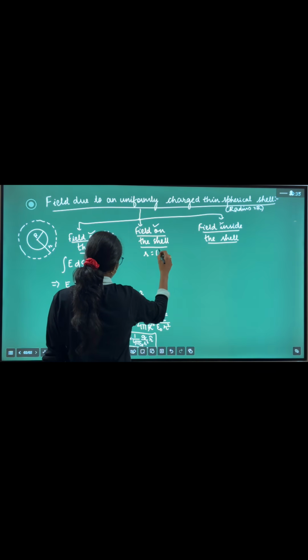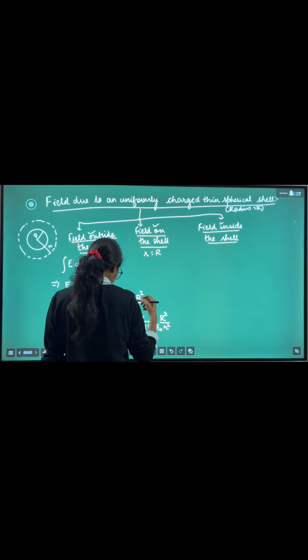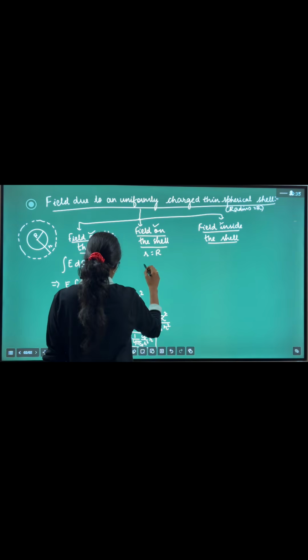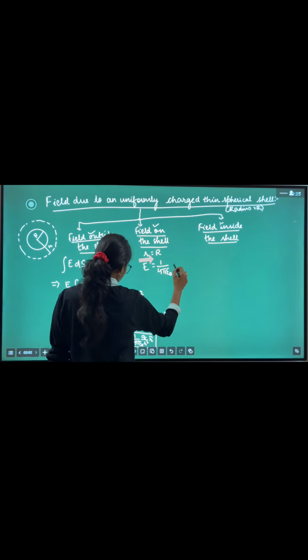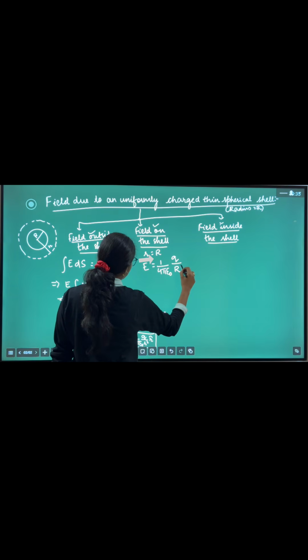Now for points on the shell, we can substitute small r as capital R in the derivation, and for points on the shell we get E is equal to 1 by 4 pi epsilon naught q by capital R square r cap.